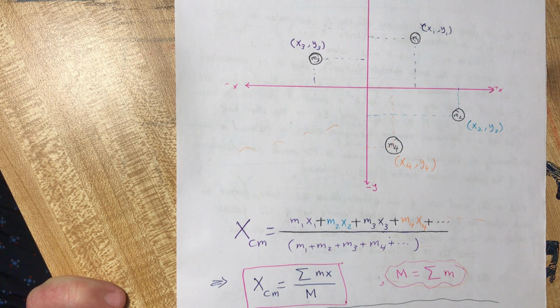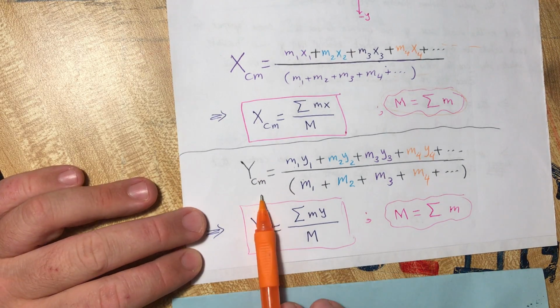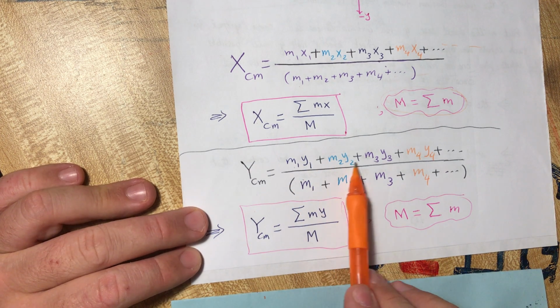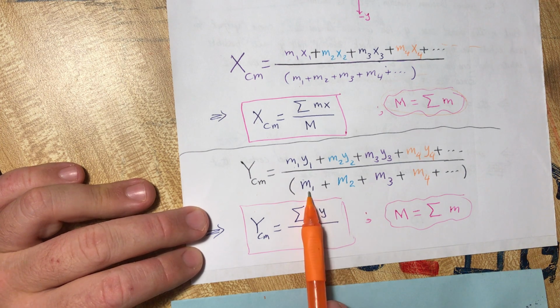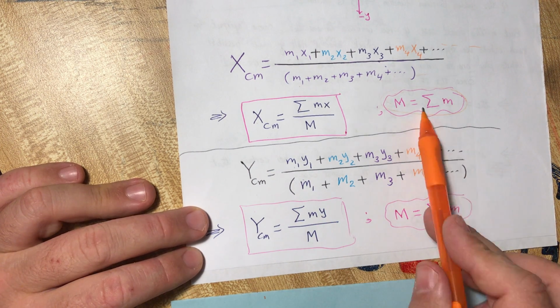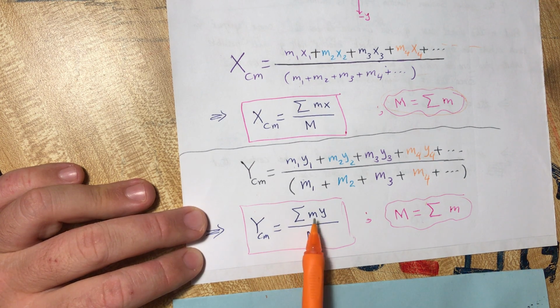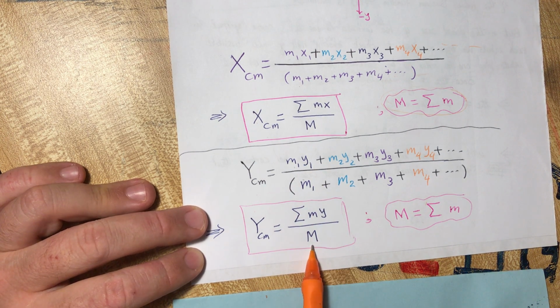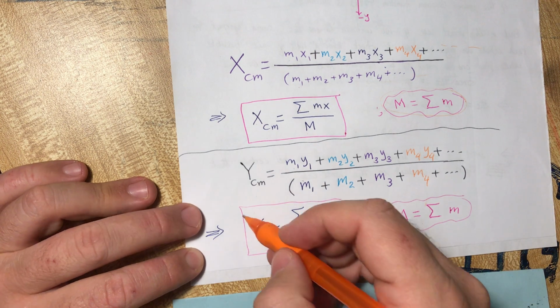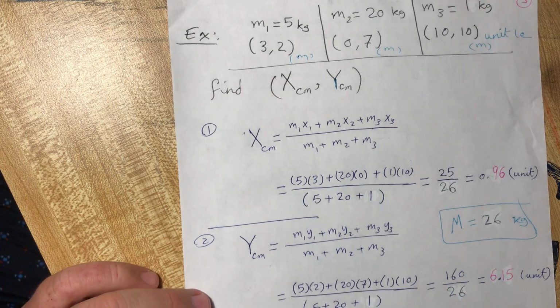Okay. And that's it. For y center of mass, it's the same: m1 y1, m2 y2, m3 y3, and so on, divided by m1 plus m2 plus m3, which is M capital, the same M capital. So y center of mass is equal to the summation of each mass multiplied by its y position, divided by M capital. It is simple. This is y center of mass, this is x center of mass. Let us now look at this example.